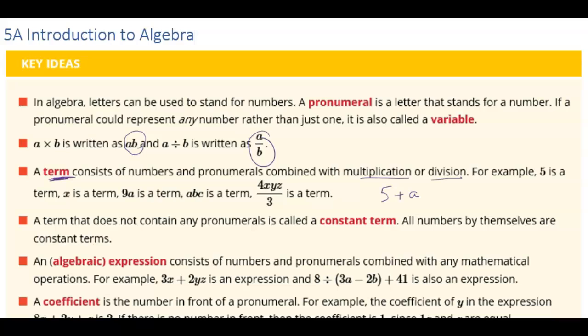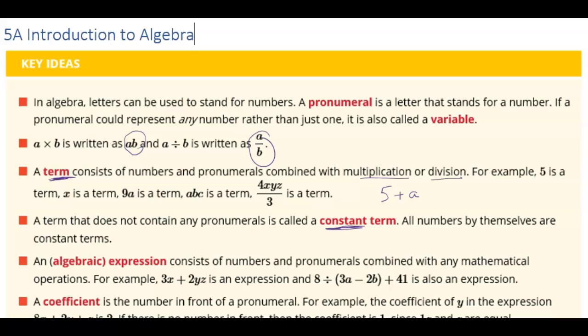All right, a term that does not contain any pronumerals, so no letters, is called a constant, a constant term. So in this one here, the number 5 is a constant term. All numbers by themselves are constant terms. The A isn't a constant even though it's by itself, but 5 is a constant. The A is a pronumeral, or a term on its own.